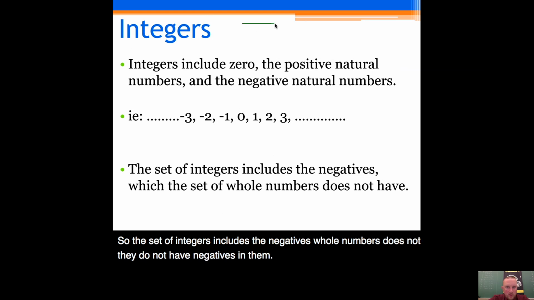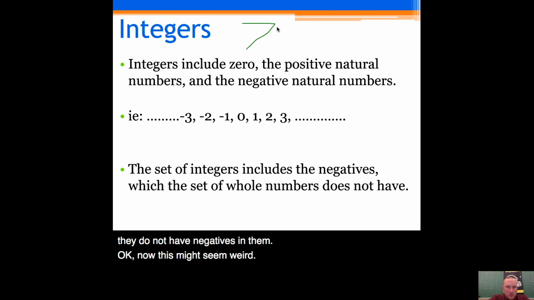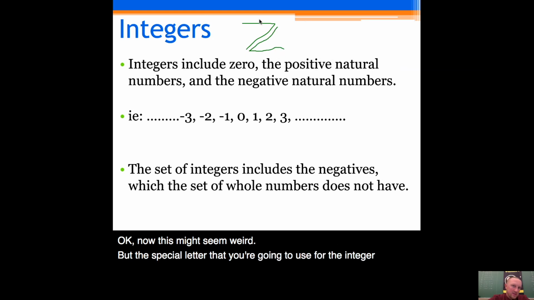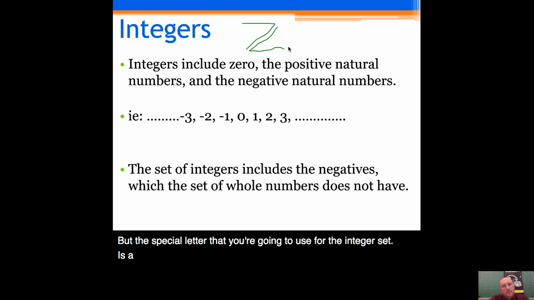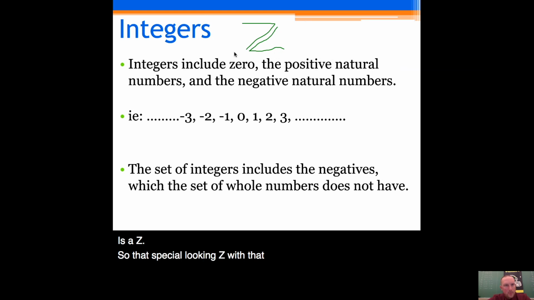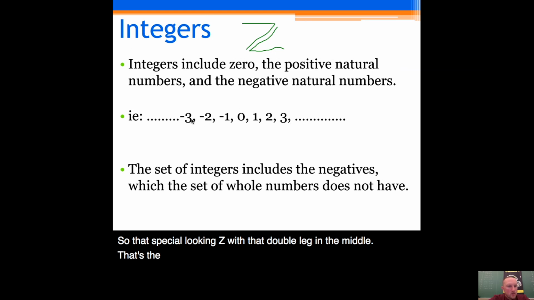Okay, now this might seem weird, but the special letter that you're going to use for the integer set is a Z. So that special looking Z with that double leg in the middle, that's the integer set. So if you're any one of these numbers, you live in that integer set.